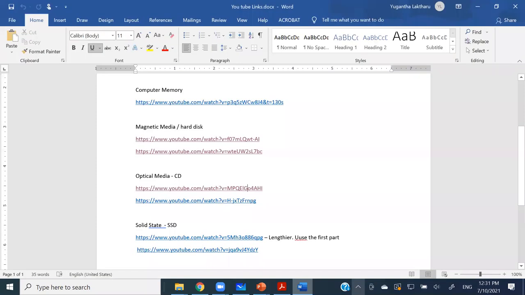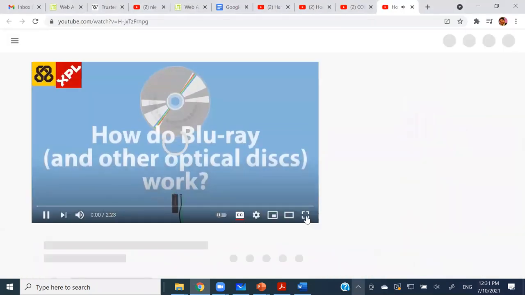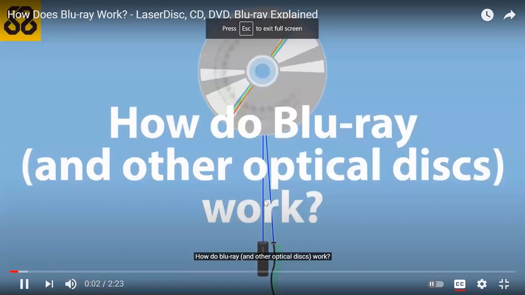Right. And if you want, this is showing you how Blu-ray and other optical discs work. Like CDs, DVDs and Blu-rays are the same in size, but they differ in capacity.